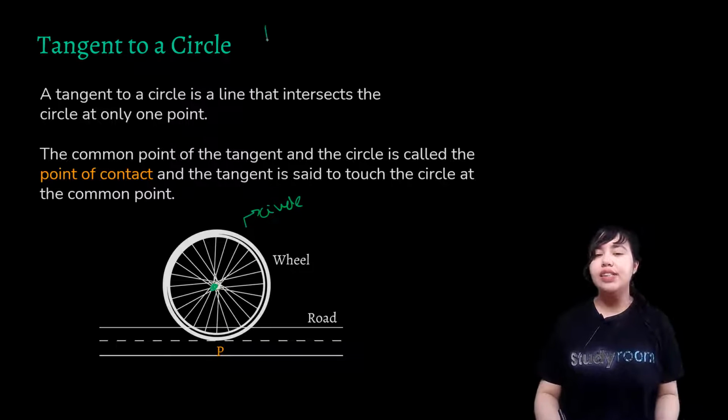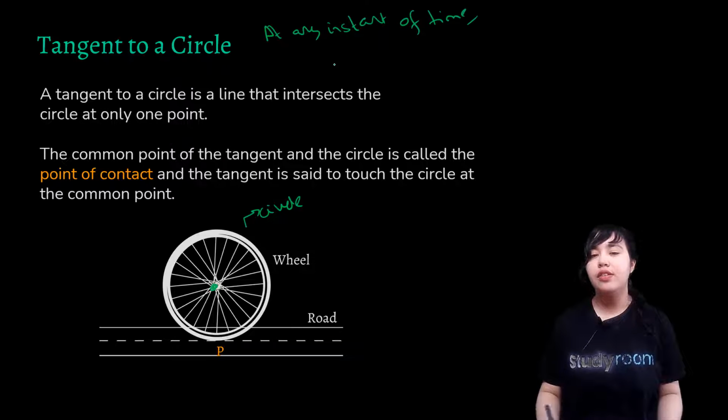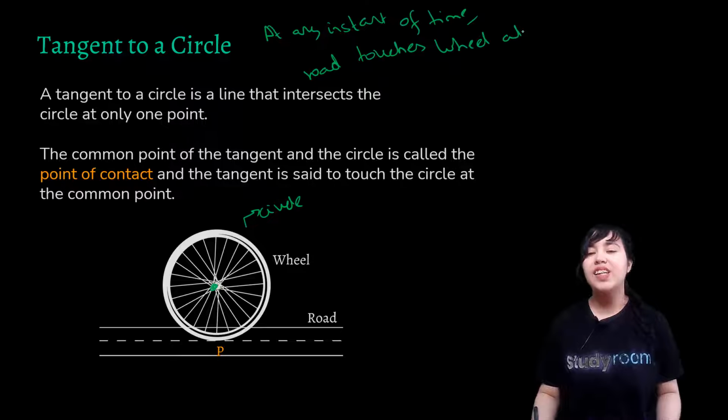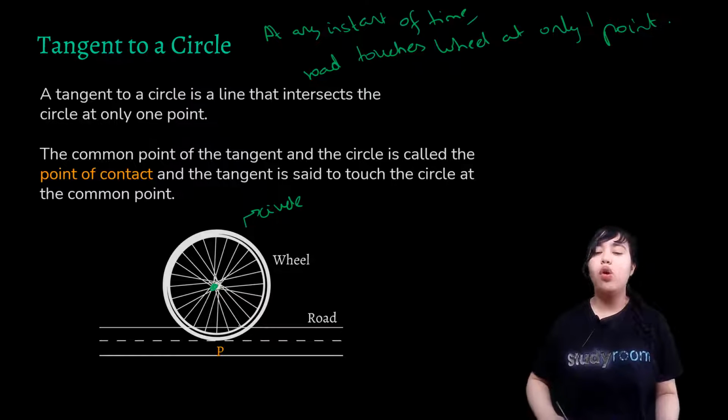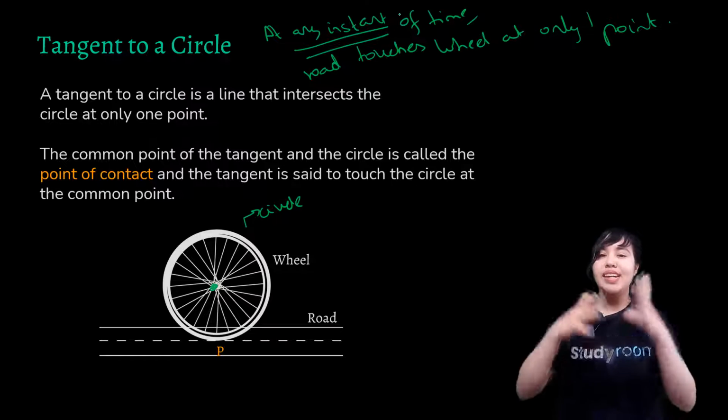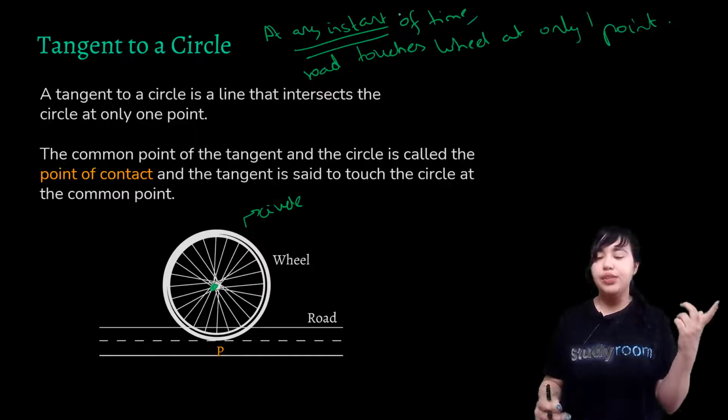At any instant of time, the road will touch the wheel. So the road touches the wheel at how many points? At only one point. That is to say that there is only one common point between the road and the wheel at any instant of time. Okay, I'm not saying the entire time, but at only one instant of time.